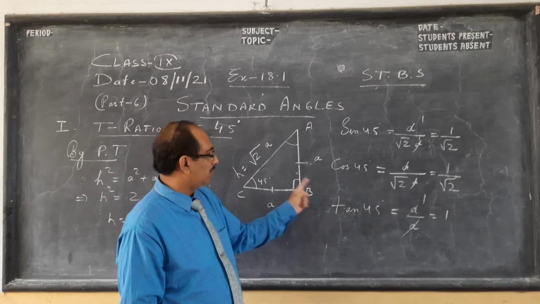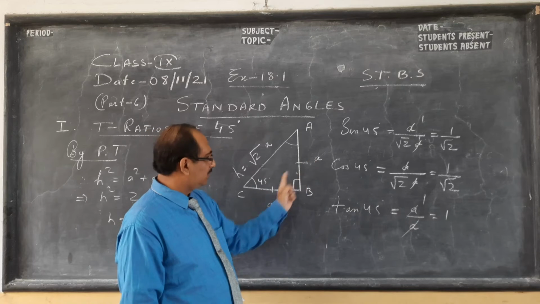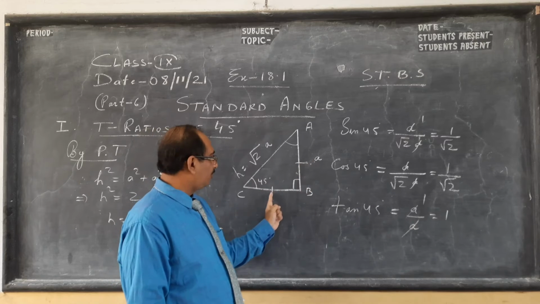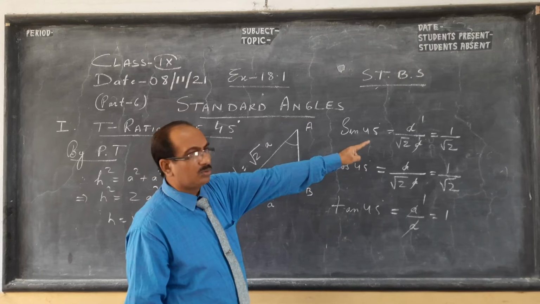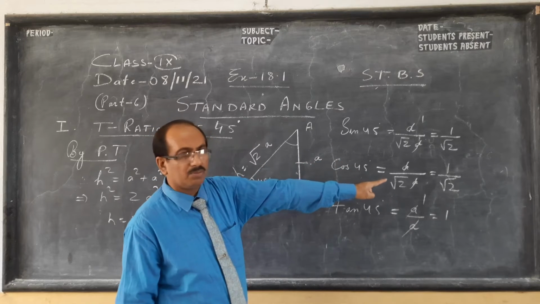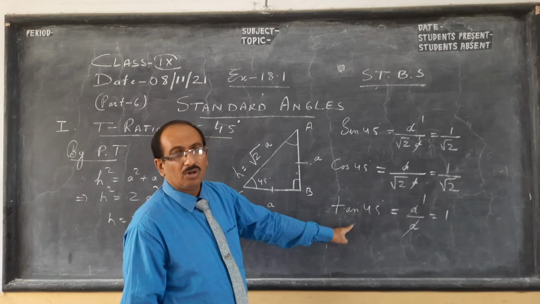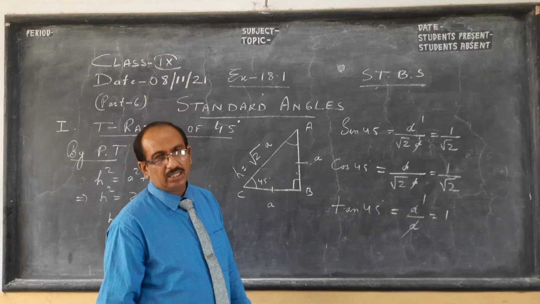Tan 45 and cot. Cot 45 is this by this. So this is a by a, this is also a by a. So cot 45 is a by a, 1. So once more, cosec 45 will be root 2, sec 45 will be root 2 and cot 45 will be 1. So see any book.